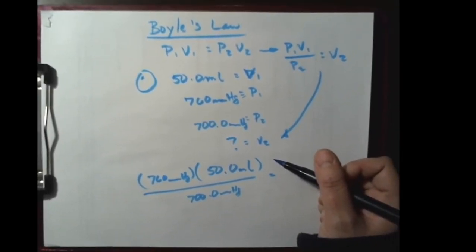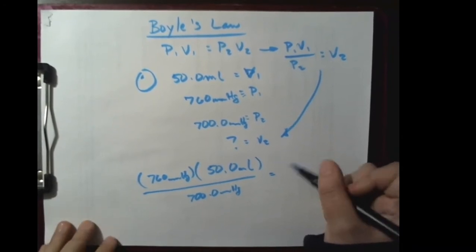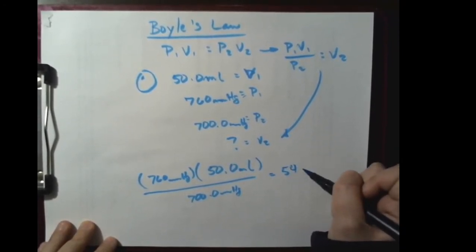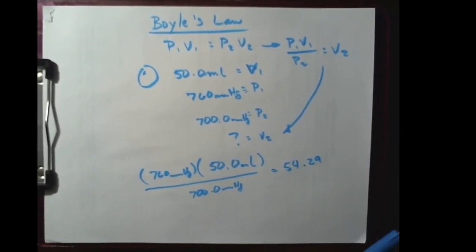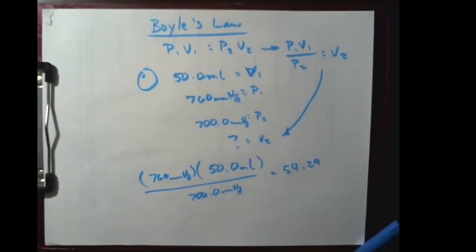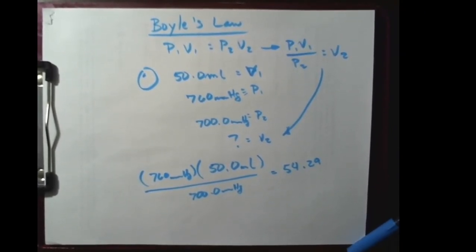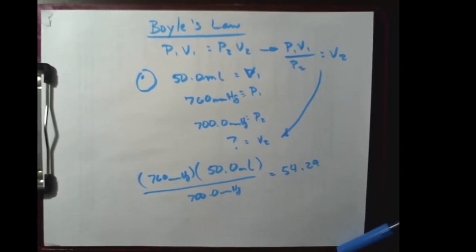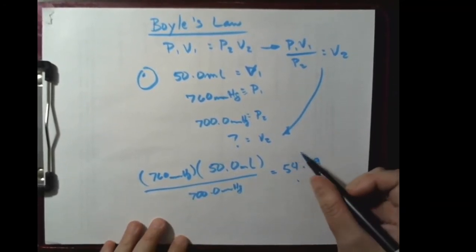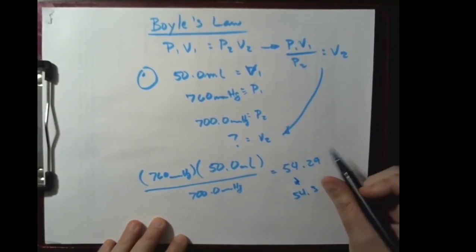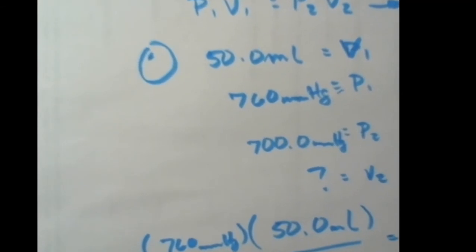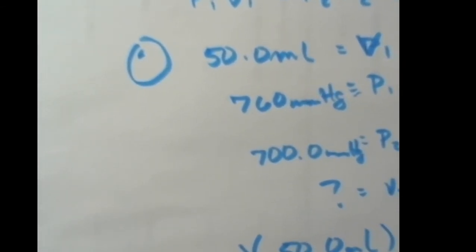Divide that by 700. And we should get 54.29 if we're rounding. Now again, significant figures is always going to be the issue here. Oh, rounding. It's going to be 54.3 mLs. Okay. And that's your answer for your volume.